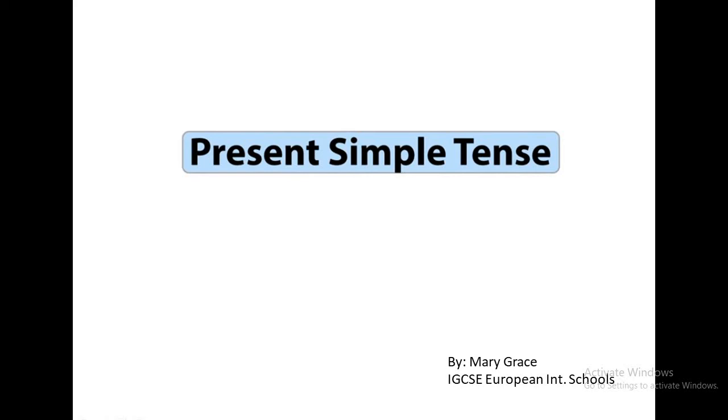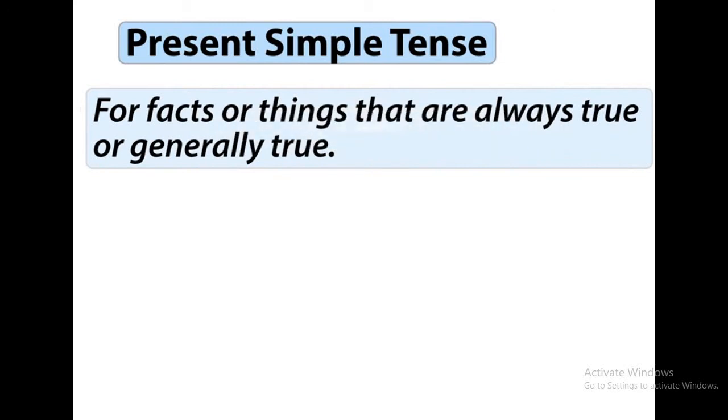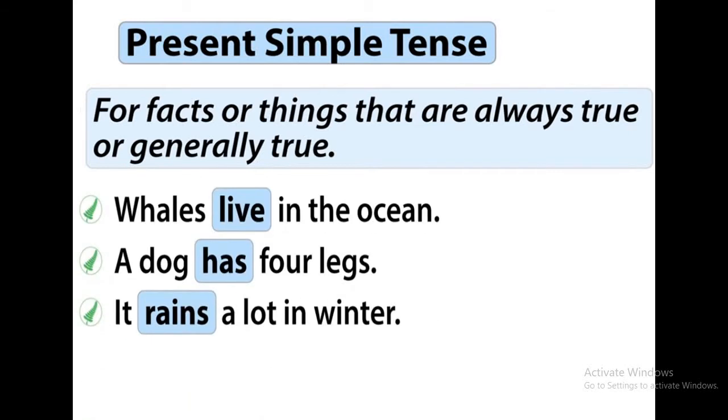So good morning class. Today we are going to study about present simple tense. So when to use present simple tense? We use the present simple tense for facts or things that are always true or generally true. For example, whales live in the ocean. This is a fact. This is always true. A dog has 4 legs. This is generally true. It rains a lot in winter. Yes, this is generally true.